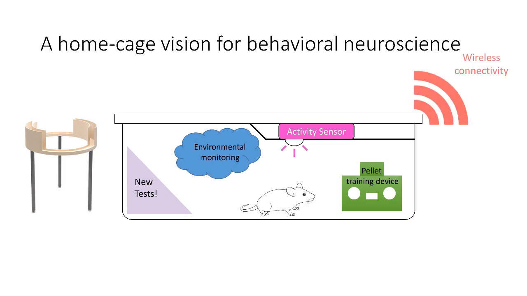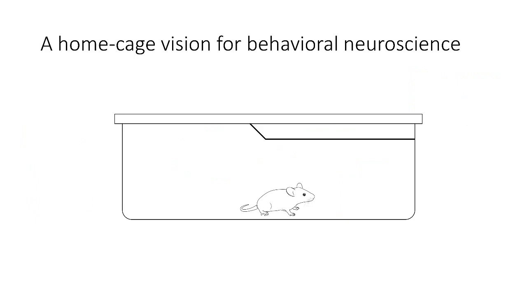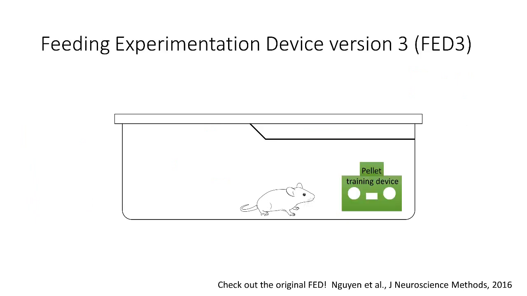And then finally, because of the amount of data this will generate, everything should be wirelessly connected to a database for real-time display and analysis. So that's the vision. Now I'll show you how far we've gotten. The first device I'll talk about is the pellet training device, which we call the Feeding Experimentation Device version 3, or FED3 for short. This is an evolution of an earlier device that we called FED that was published by Katrina Nguyen in my lab in 2016.